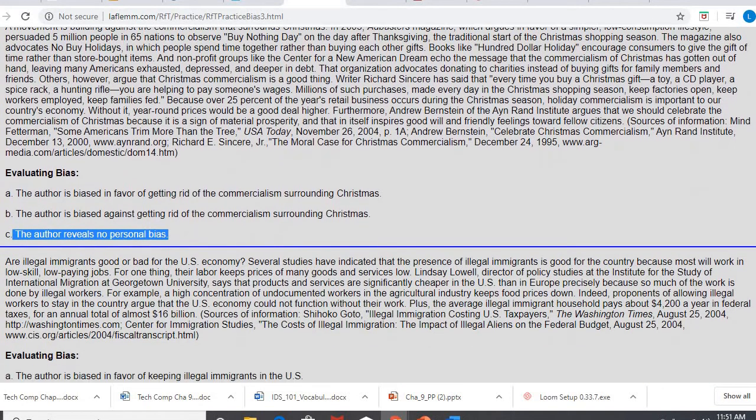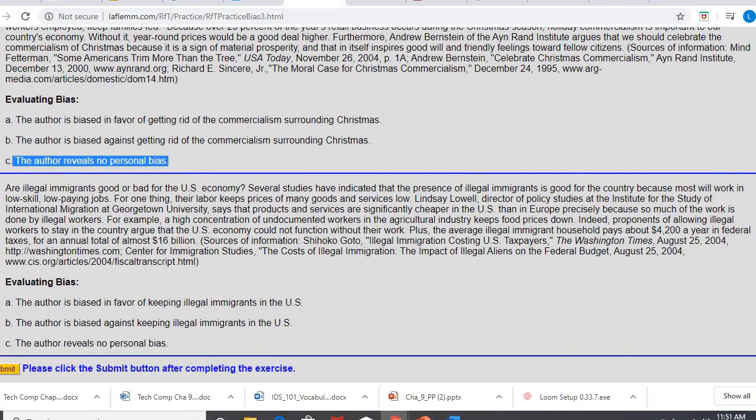So let's look at one down here. I will tell you that there is bias in this one. So let's see as I read this if you can determine if it's bias in favor or bias against. Are illegal immigrants good or bad for the U.S. economy? Several studies have indicated that the presence of illegal immigrants is good for the country because most will work in low-skill, low-paying jobs.